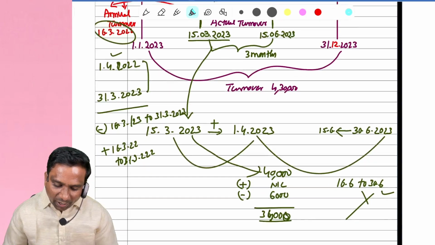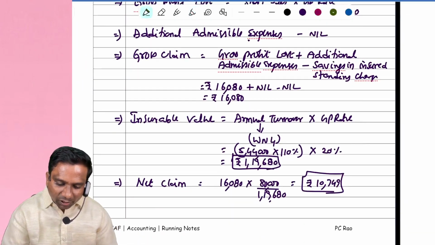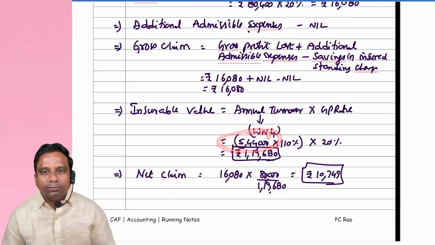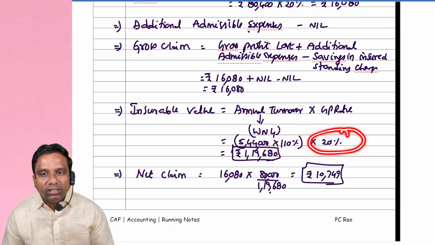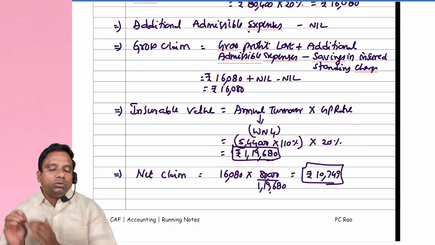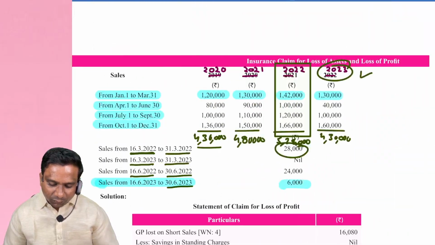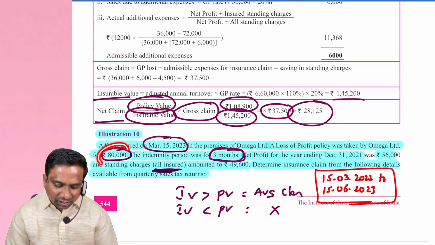Okay. Now annual turnover is how much? Annual turnover working note 4 calculated: 5,44,000 into 110%, because trend is there, into 20% is the gross profit rate. So actually what is the insurable value? 1,19,680. But whereas policy is taken for how much? Policy is taken for 80,000.